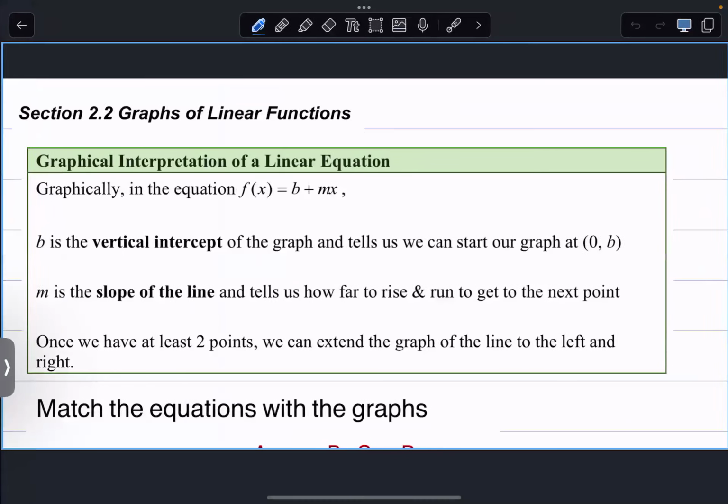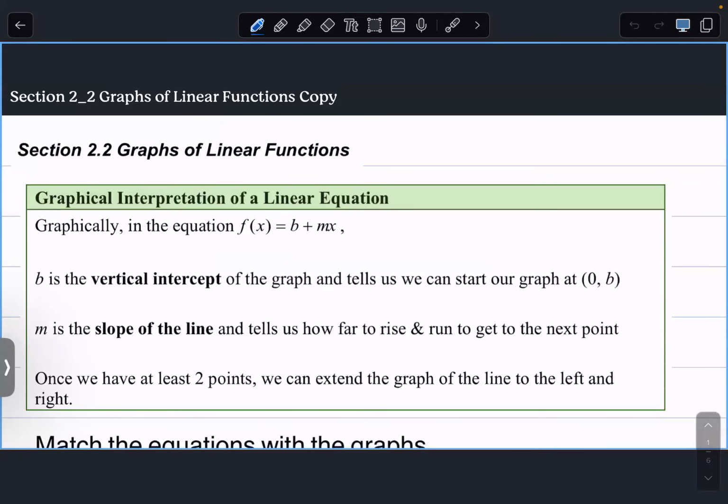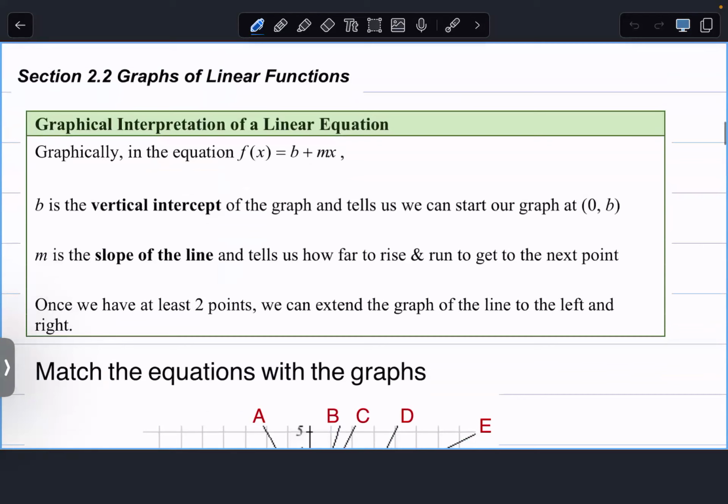I feel like we've already worked with graphs of linear functions, but we'll do some more. Just a couple of properties that we need to have a good handle on.